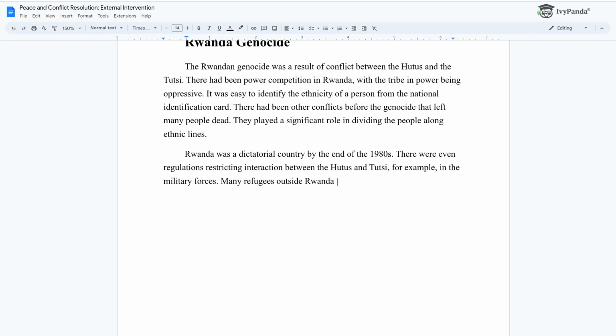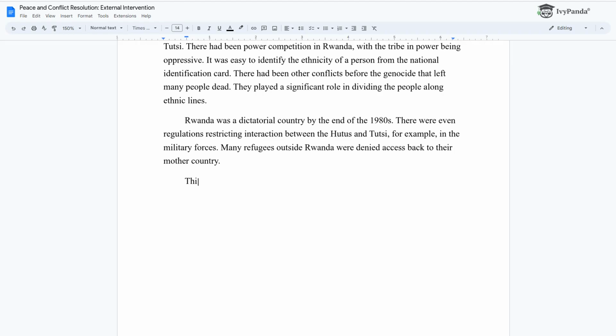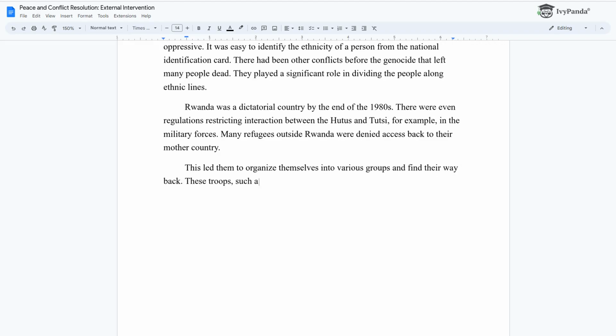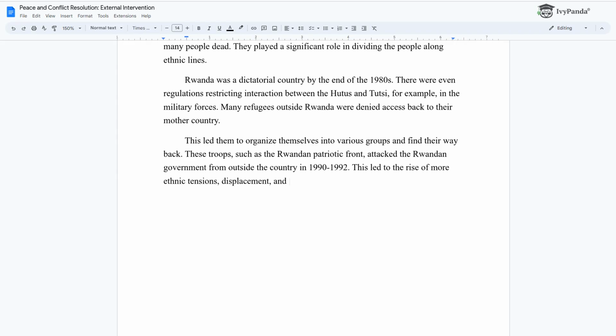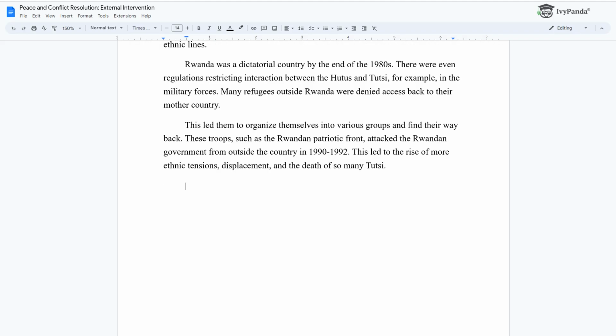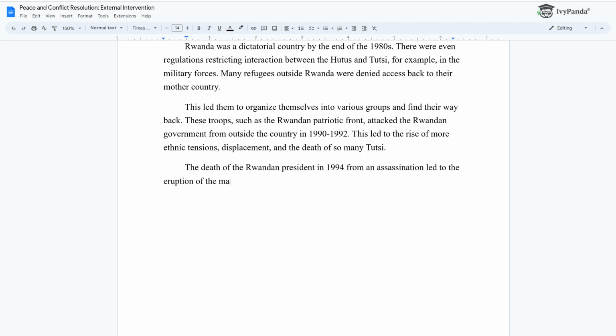Many refugees outside Rwanda were denied access back to their mother country. This led them to organize themselves into various groups and find their way back. These troops, such as the Rwandan Patriotic Front, attacked the Rwandan government from outside the country in 1990–1992. This led to the rise of more ethnic tensions, displacement, and the death of so many Tutsi. The death of the Rwandan president in 1994 from an assassination led to the eruption of the massacre.